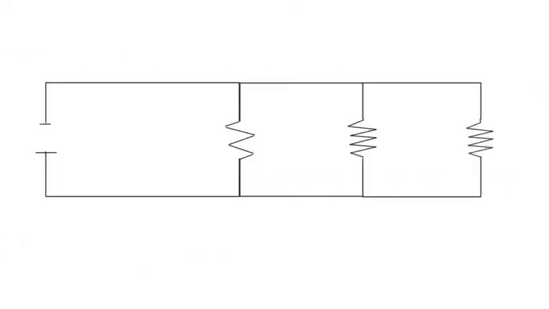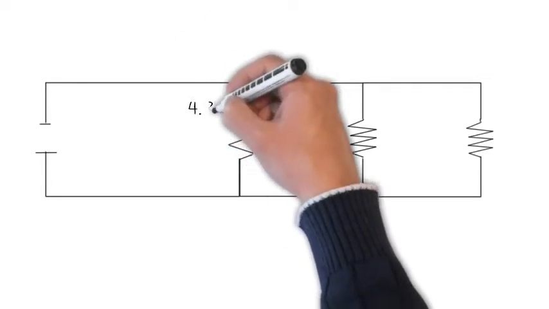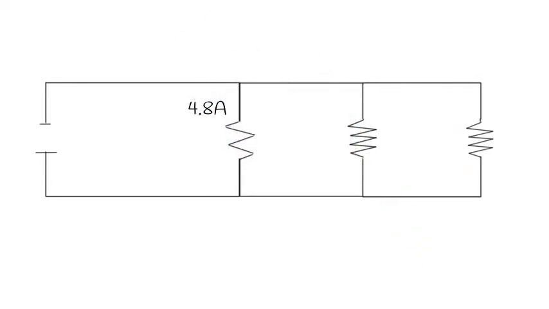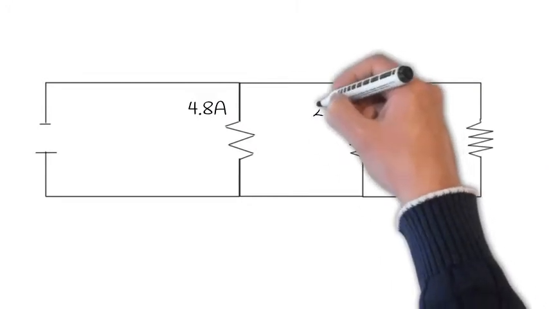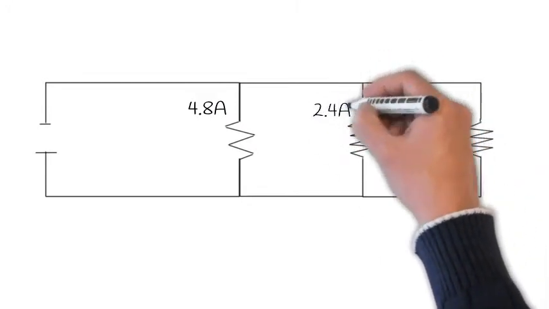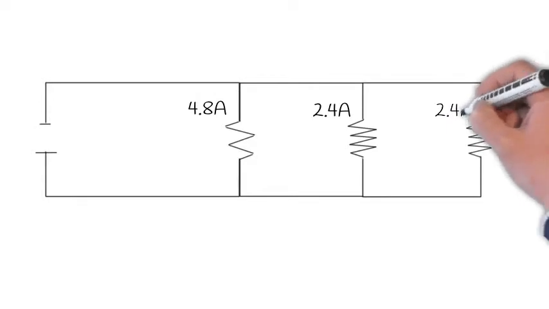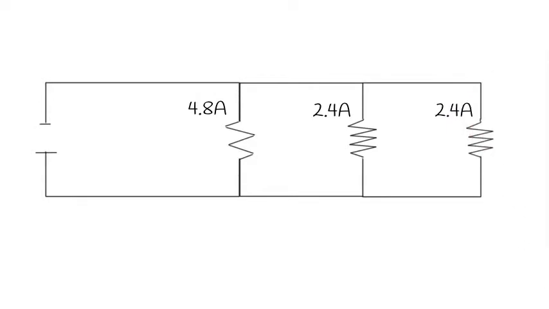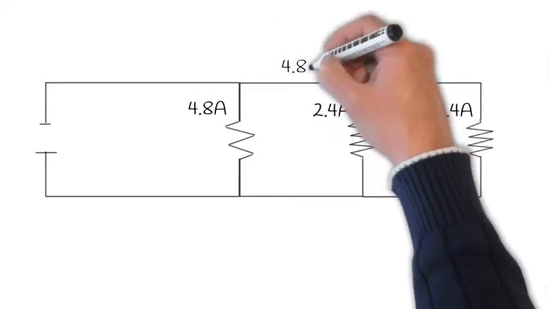If our I1 is 4.8 and our I2 is 2.4, our I3 also being 2.4, then we will have an I total of 9.6.